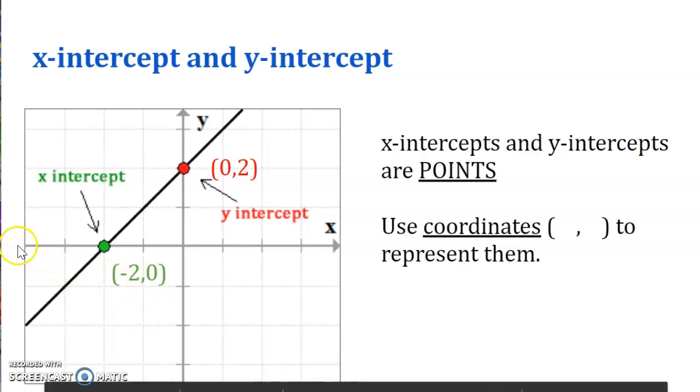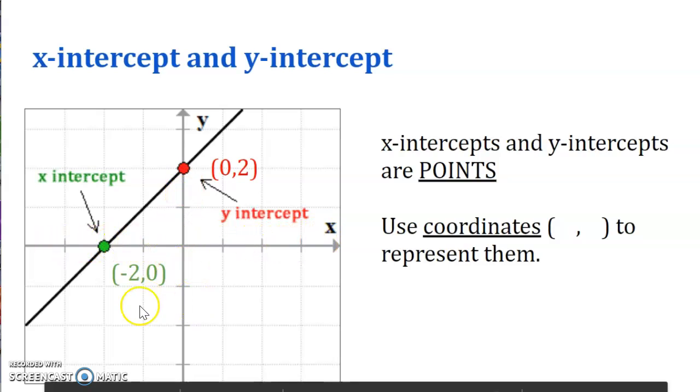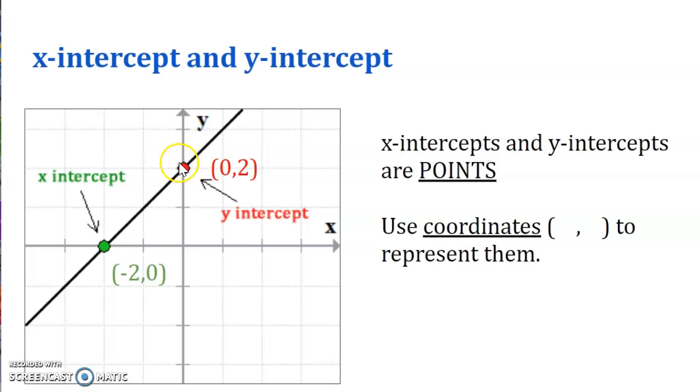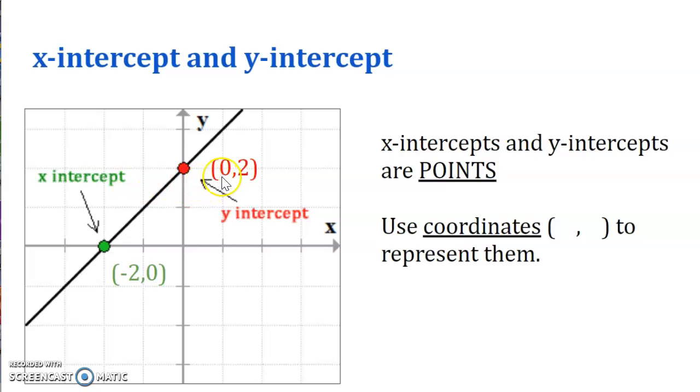Notice that any x-intercept, wherever it's crossing, is going to have the y-coordinate as 0, because anywhere along the x-axis, the y position, the vertical position, is going to be 0. Same thing with the y-intercept. Anywhere along the y-axis, the x-coordinate, or horizontal position, is going to be 0.